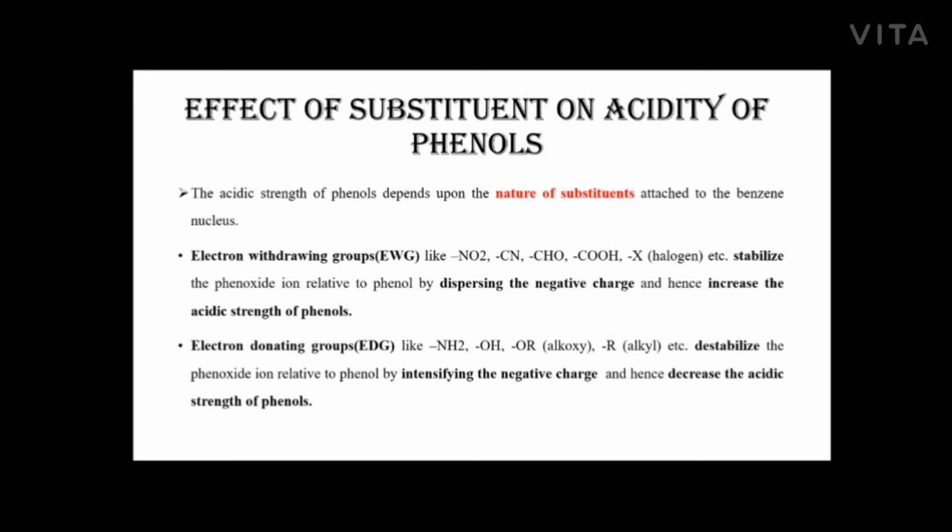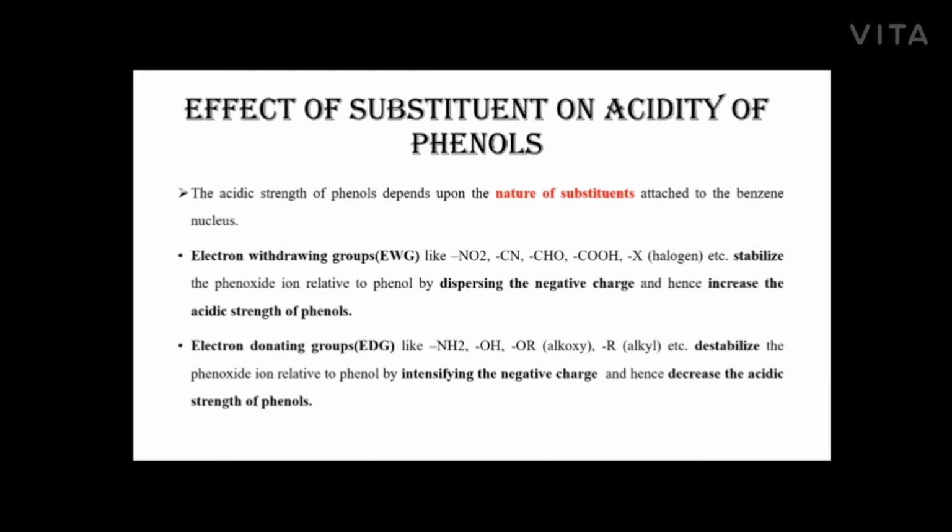So we can say that electron withdrawing groups are something which stabilize the phenoxide ion by dispersal of the negative charge. So any substituent which disperses the negative charge of phenoxide ion will also enhance its stability and also enhance the acidic character of phenols.